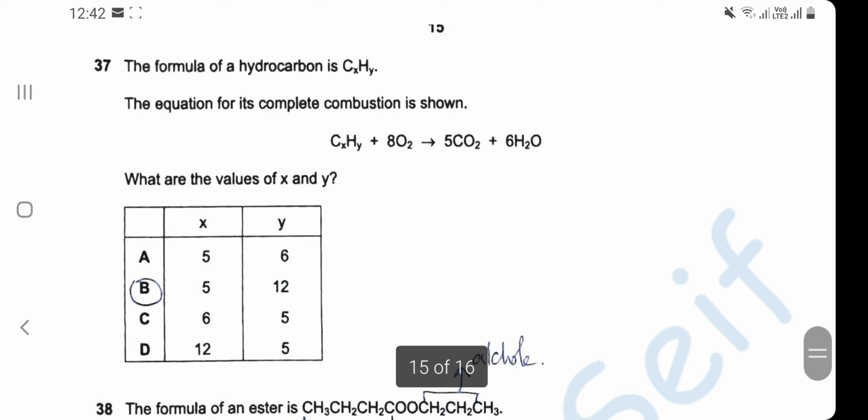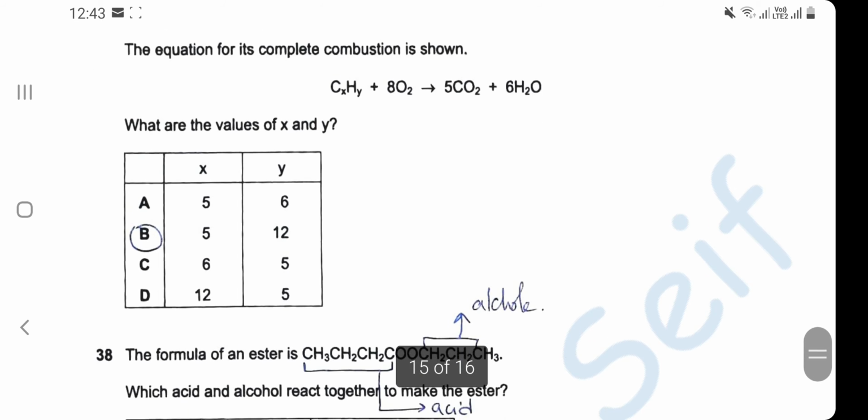It's very easy. We have 5 carbon dioxide molecules, so the number of carbon atoms produced is 5. The number of carbon atoms that enter the reaction must also be 5, so X will be 5. About Y, we have to calculate the number of hydrogen atoms in the products, which is 6 multiplied by 2, it's 12. So Y must also be 12, because the number of atoms that enter the reaction must be the same as the number of atoms or moles that exit from the reaction or are produced from the reaction.